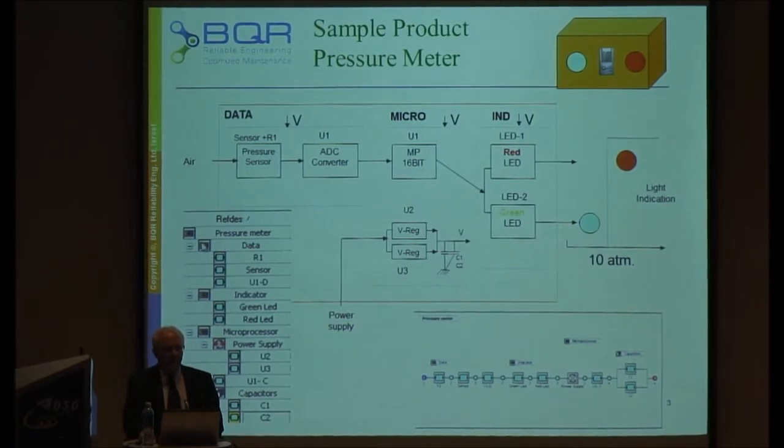If you look on the left side here, you see the project tree. In the project tree, we have the data assembly, which is built up from three components: the sensor plus a resistor plus the chip. Then we have the indicator, which has the two LEDs. And we have the microprocessor, which includes the power supply and the chip. There are two capacitors in parallel. You can see here the power supplies are connected in a Markov model. The two capacitors are simple parallel.